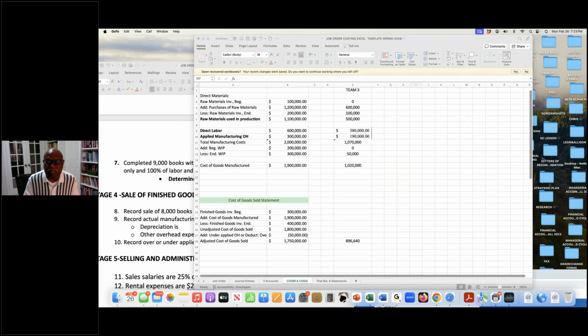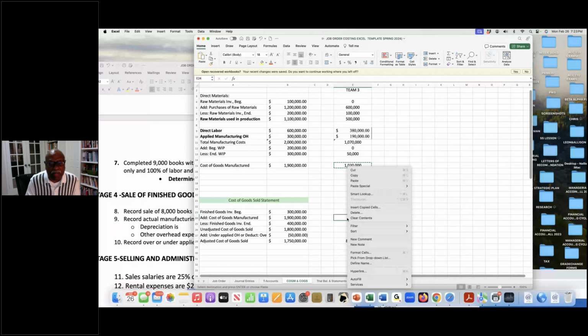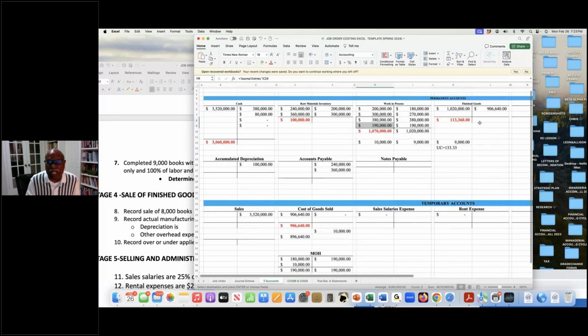Team 1 and 2, do we see this? Okay. We said we want to get to 896,640. We didn't have any beginning finished goods. Now we're going to get the cost of goods manufactured and paste it here. So we just bring that number down. What was our ending finished goods inventory? I hope this number is correct. The 113,360.